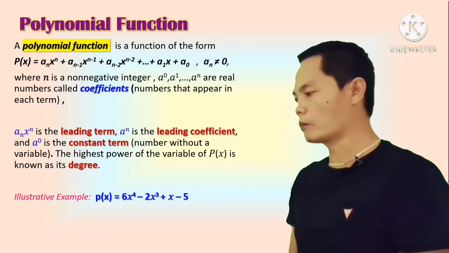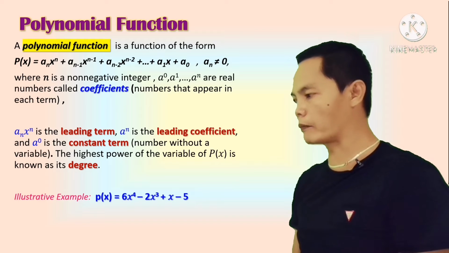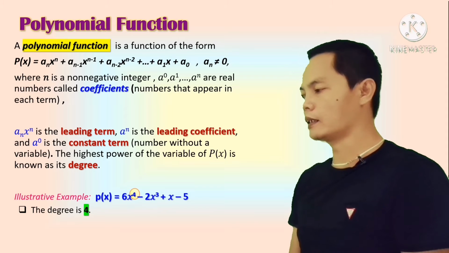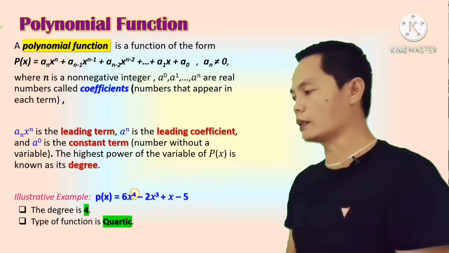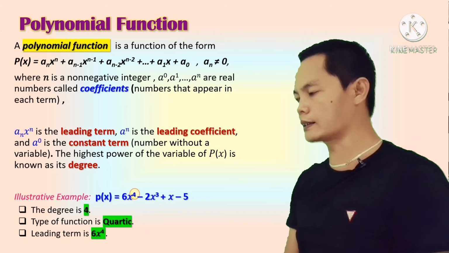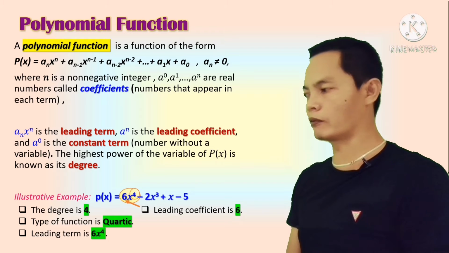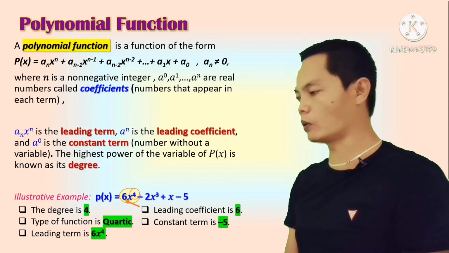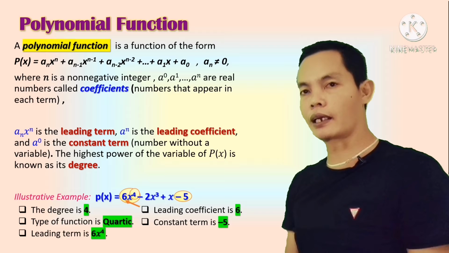Illustrative example, p of x equals 6x to the 4th minus 2x cubed plus x minus 5. In this example, the degree is 4 because it is the highest exponent. Type of function is quartic. It is based on the degree of the polynomial function. The leading term, which has the highest degree, is 6x to the 4th. The leading coefficient is 6, which came from the first term that has the highest exponent, and the constant term that has no variable is negative 5. So that minus 5 becomes, or we can call it, negative 5.